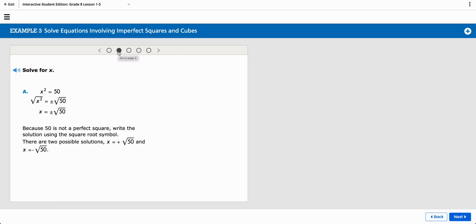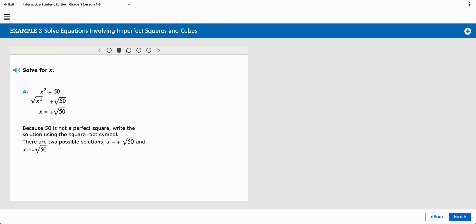So we leave it in the radical. That's easy. I don't have to solve anything. But I need to put the plus or minus sign to show that it could be positive or it could be negative. All right? It really is that simple. All we're doing is taking x equals plus or minus square root of 50. Super simple, right?